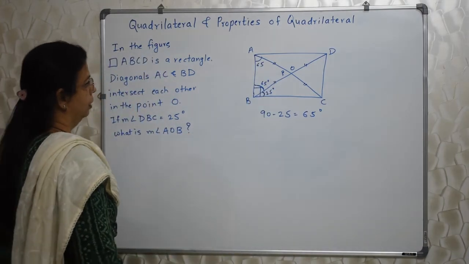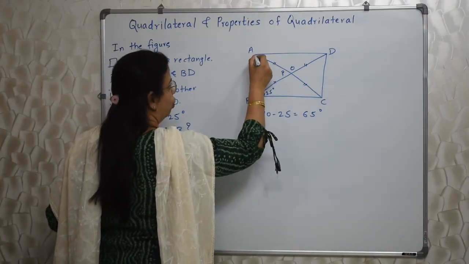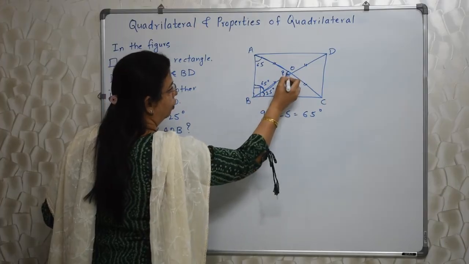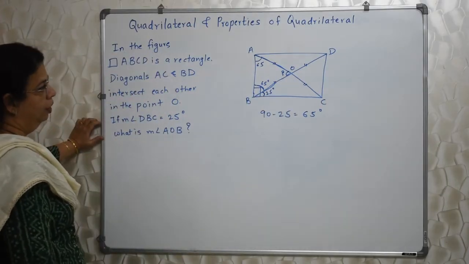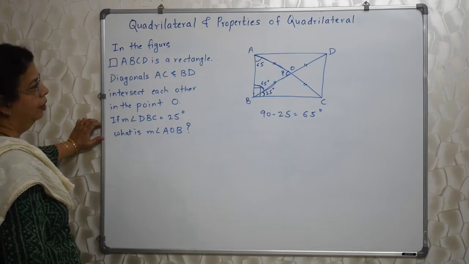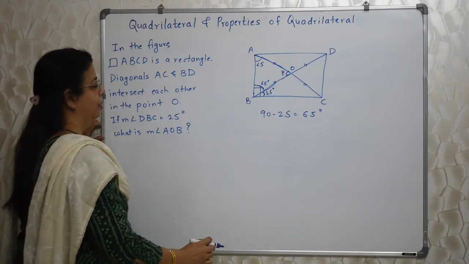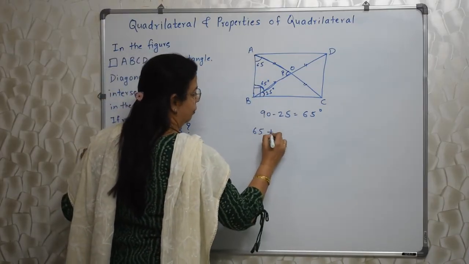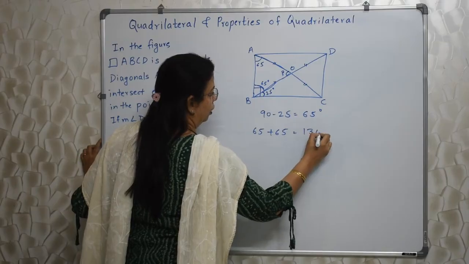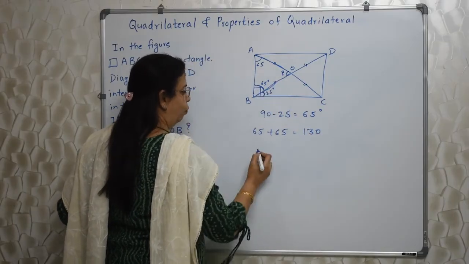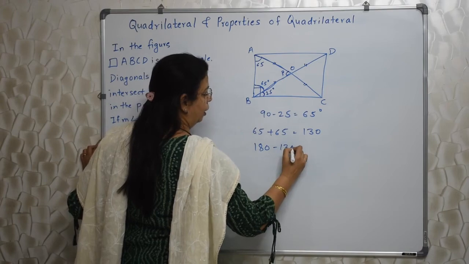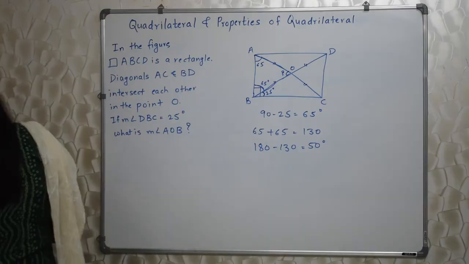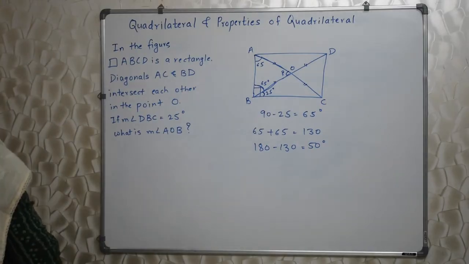Once you know both the angles, we need to concentrate only on this triangle, because we need to find out this one angle of this triangle. Another property of a triangle: all the angles of any triangle add up to 180. Out of that, these two are 65, 65. That is 130. So if we need to find the third one, obviously 180 minus 130. So our answer is 50 degree. 50 degree is the answer.